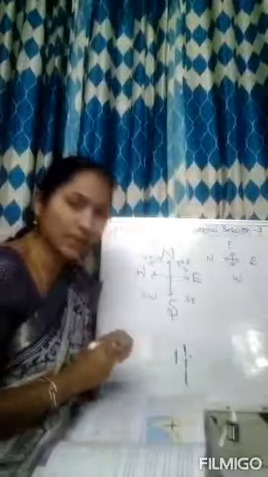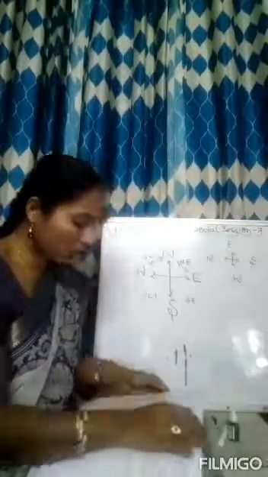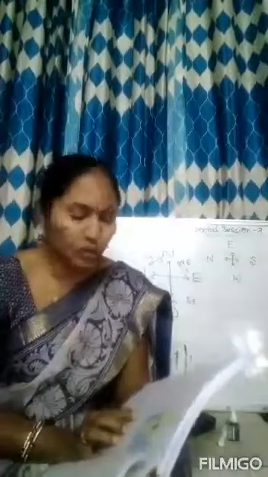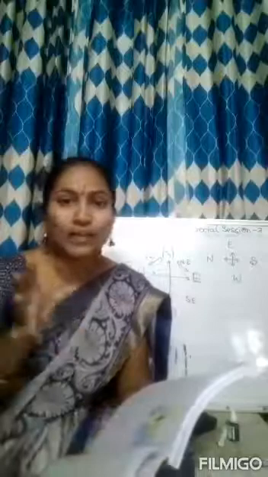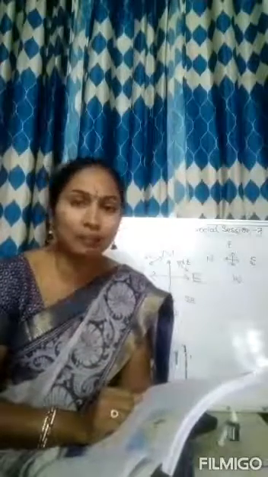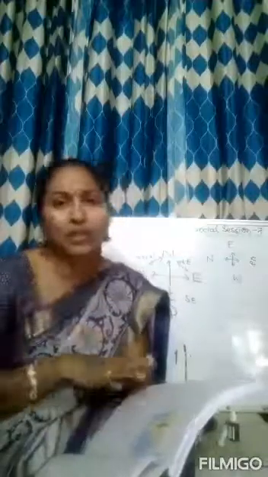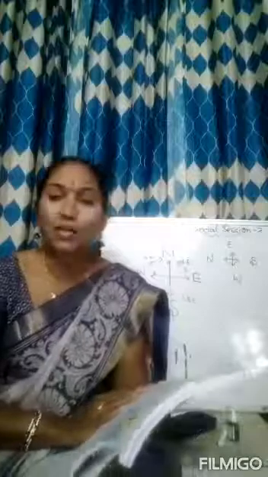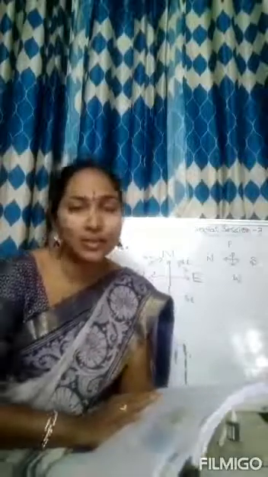Next, about the scale. The maps are drawn on paper or sheets. Yes, where are the maps drawn? On paper or sheets. We cannot show the actual size of the earth on the maps, because each location is very big, area-wise also. So we cannot draw the accurate size of the earth on a paper. So while drawing maps, scales are used.